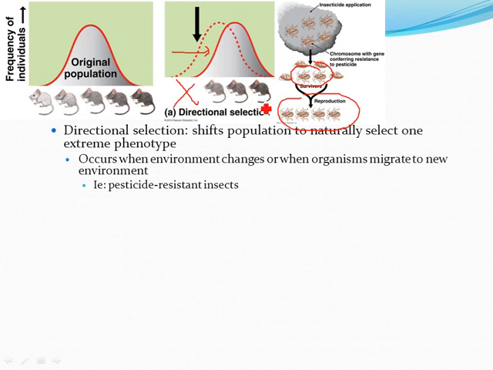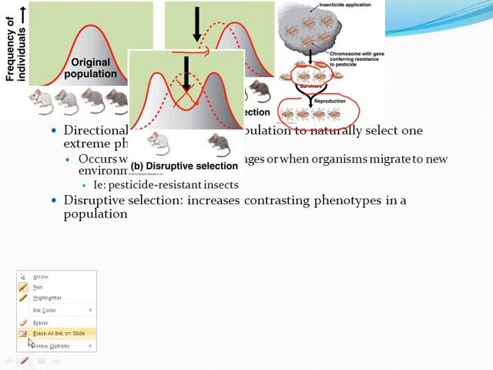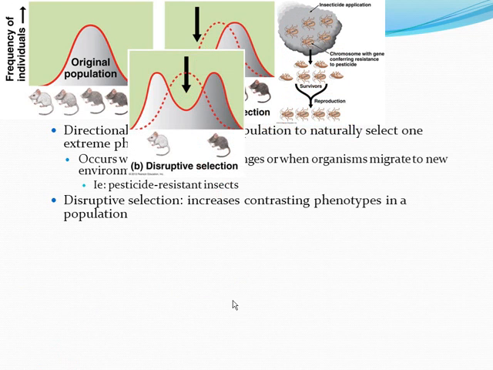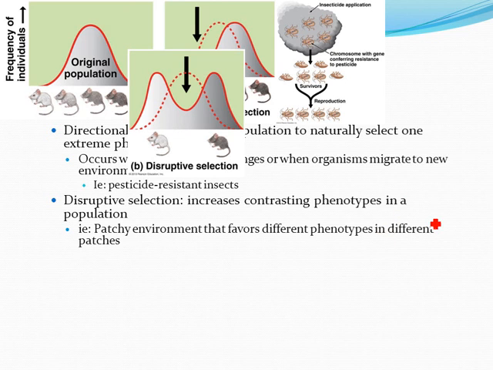Disruptive selection is when you end up increasing the contrasting phenotypes in that population. So you either select the very lighter colors or very darker fur colors of the rats, but none of the intermediates. Usually this occurs when you have patchy environments that favor one or the other type of phenotype, but not the ones in between.